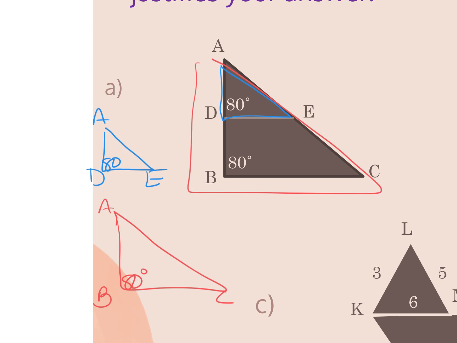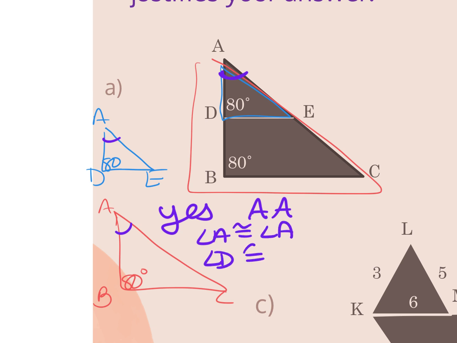However, if you notice, they both share angle A up here. So angle A congruent to angle A, reflexive. The angle D congruent to angle B would have been given, and you could have said that in your proof if you were writing a proof. So this would have been, yes, they are similar, using angle, angle by showing angle A congruent to angle A, angle D congruent to angle B, and your similarity statement could be triangle ABC is similar to triangle ADE.